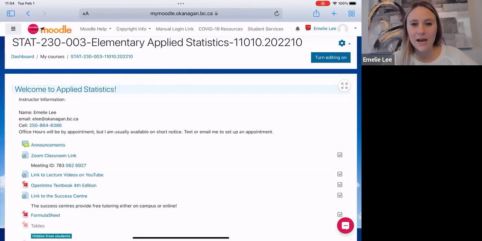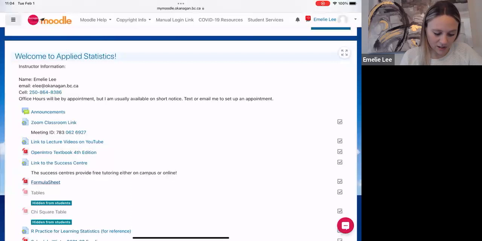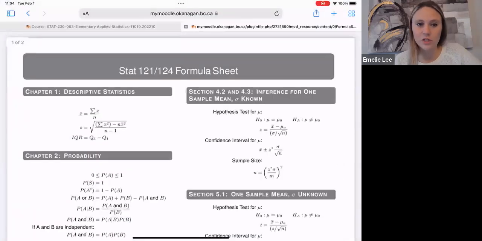But I just posted one on our Moodle page, and here it is. It's called formula sheet. It is from Stat 121, 124, because I haven't really taught this course in person, so I don't have one specifically for this course, and that's okay. But Stat 121 and 124 cover the same stuff. It's just we go a little bit deeper into some of the later topics. So a lot of these formulas will apply for us as well.